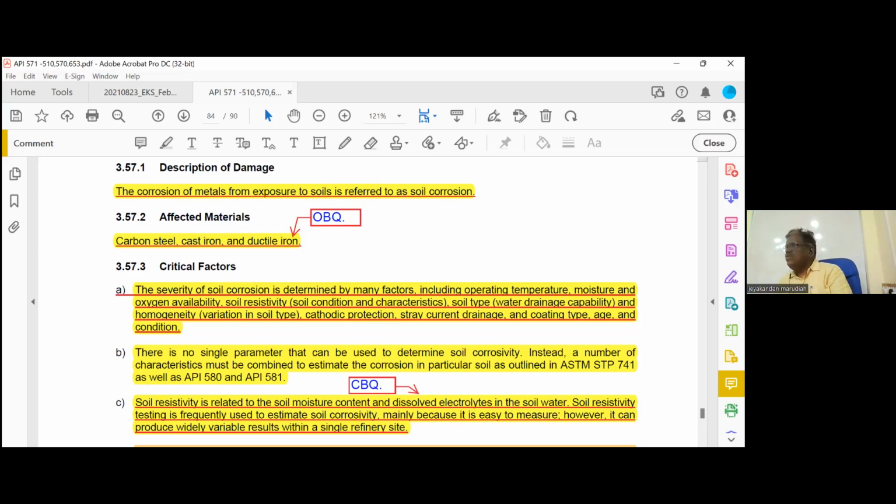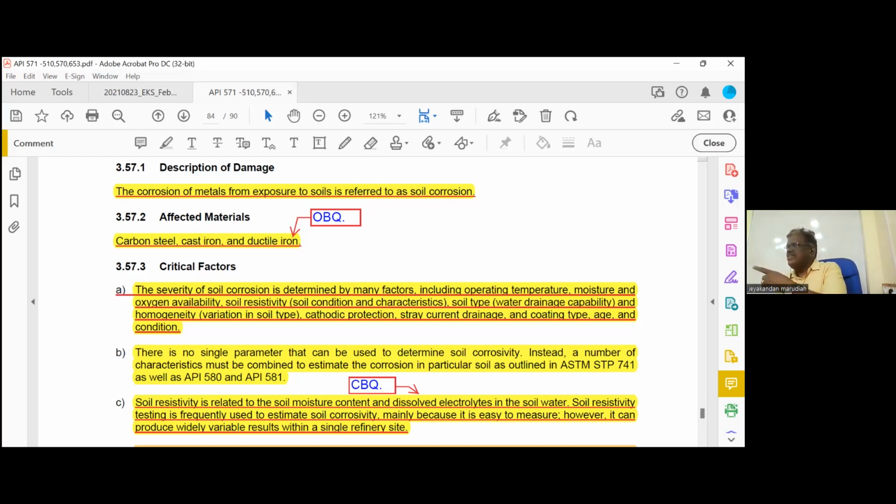Then how do I know whether the soil is corrosive or not? It is very difficult to measure soil corrosivity directly. So generally what they measure is the soil resistivity. So what is the unit of resistivity?